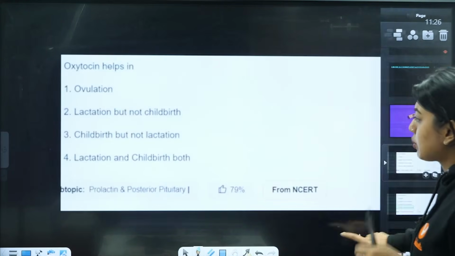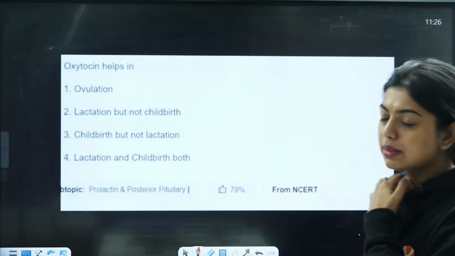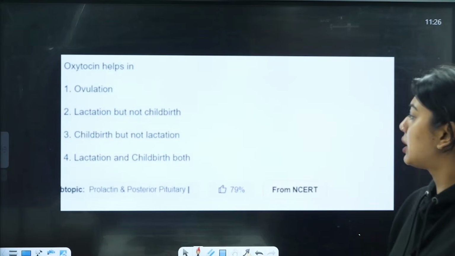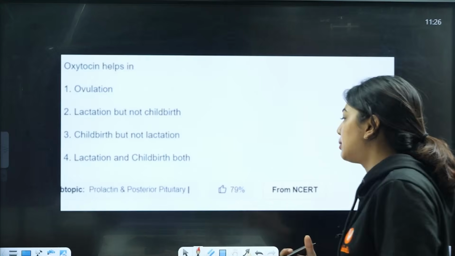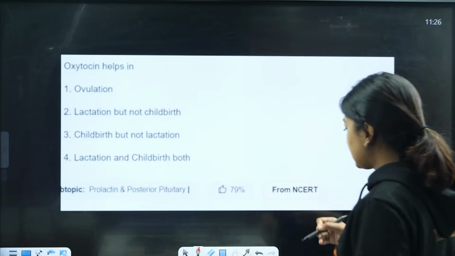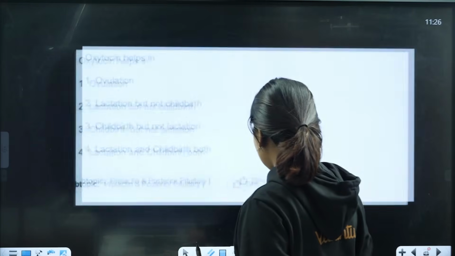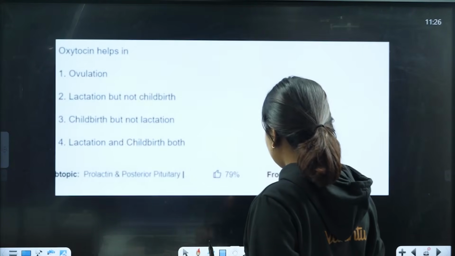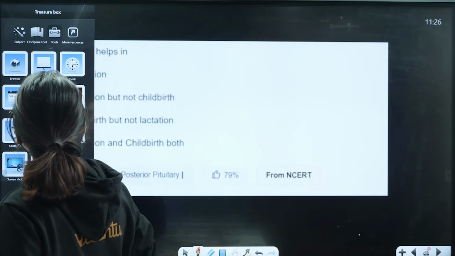Okay, solve some questions quickly. Oxytocin helps in ovulation, lactation, but not childbirth; childbirth, but not lactation; lactation, childbirth, both. You will get 10 seconds. Quickly do it. There is a timer somewhere here, students, in the tools.